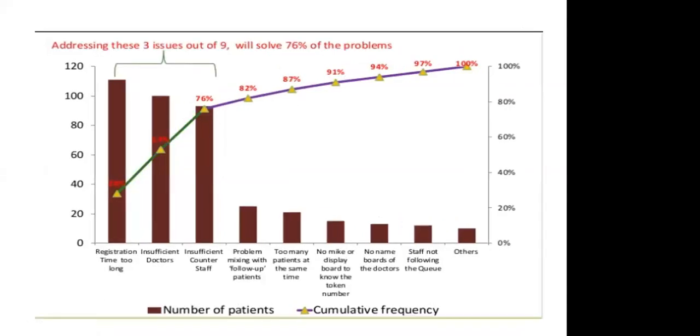After plotting the graph, we understand that these are the 3 key reasons causing the problem. So by solving these 3 reasons, we can solve 76% of the problem. Now, out of these 9, these 3 are the major issues. If we solve these, we can solve 76% of all problems. Now, let us see when we use the cause and effect diagram.